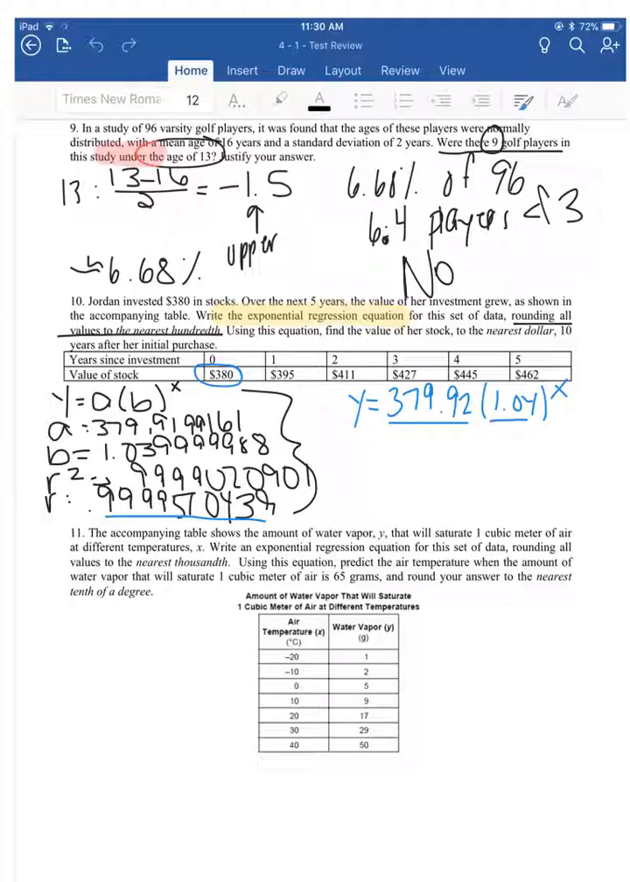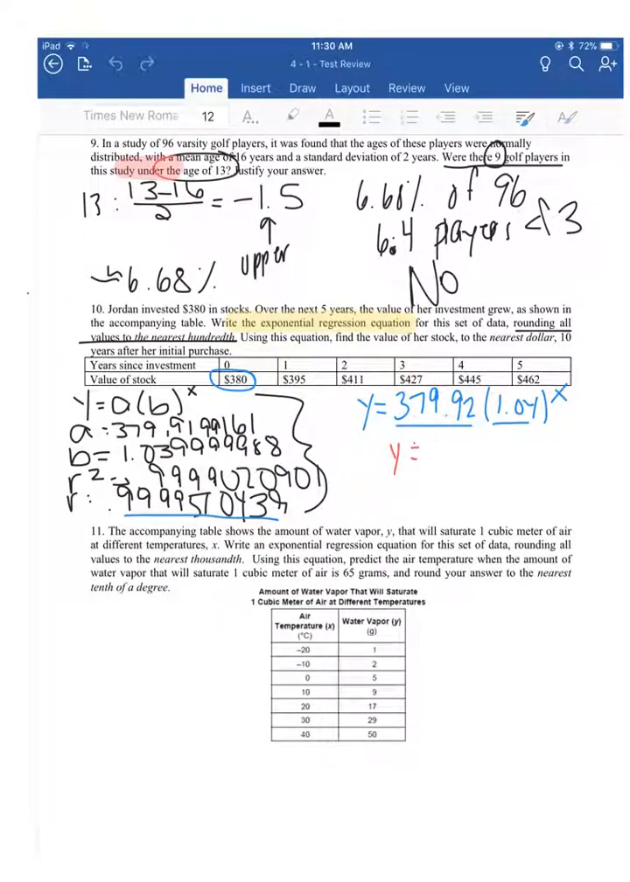Okay. So the second part, though, using this equation, find the value of her stock to the nearest dollar 10 years after her initial purchase. So 10 years after her initial purchase, that's going to be your x value, because x is the years since the investment, and you're looking for y. You're looking for the value of the stock. So you're going to have y equals 379.92 times 1.04 raised to the power of 10.